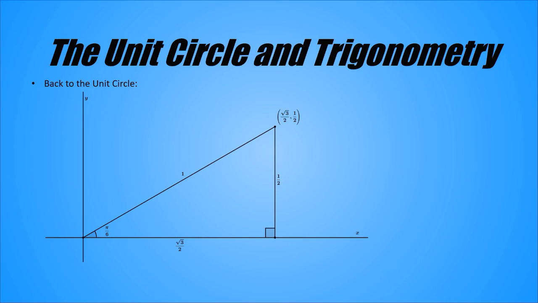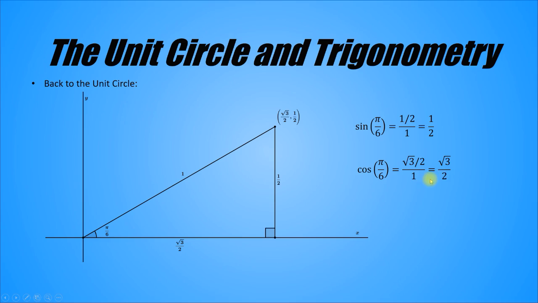Next, we'll apply SOHCAHTOA to get the sine, cosine, and tangent of the angle pi over 6. So the sine of pi over 6 is the length of the opposite side, which is 1/2, divided by the length of the hypotenuse, which is 1. And that just gives us 1/2. The cosine of pi over 6 is the length of the adjacent side, divided by the length of the hypotenuse, which gives us the square root of 3 over 2.